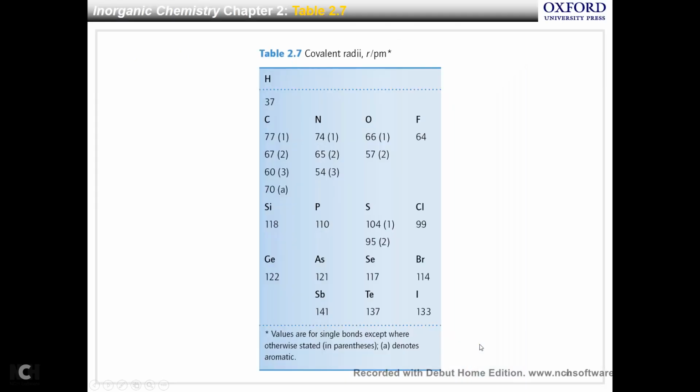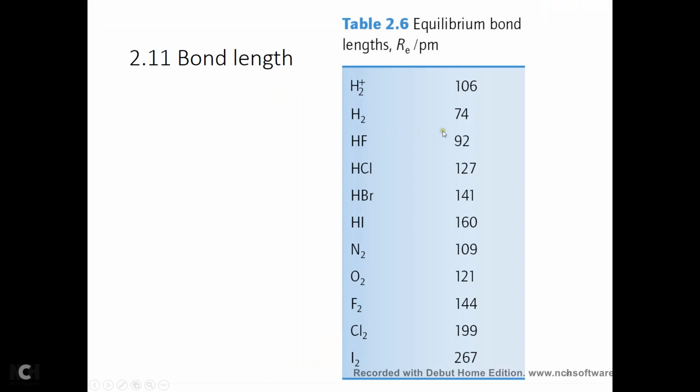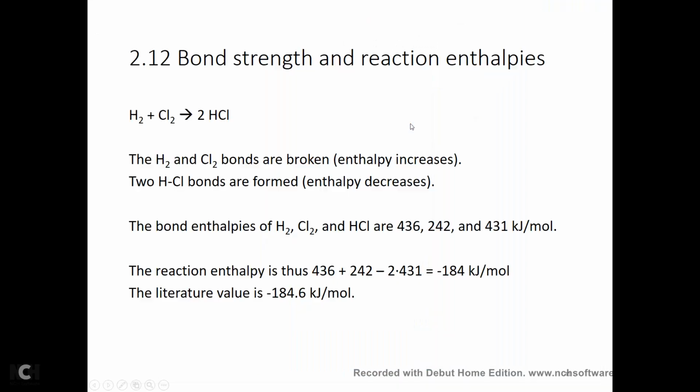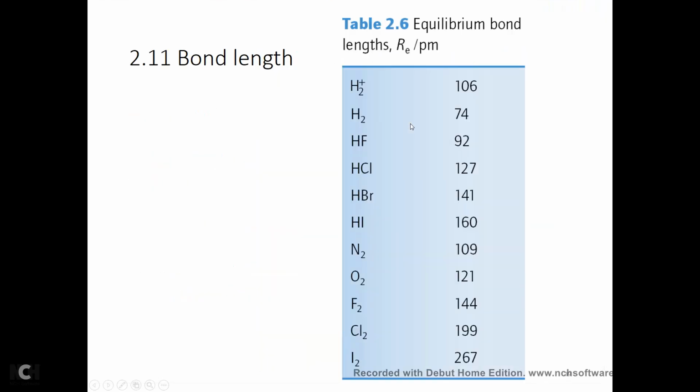And then let's look at the table of covalent atomic radius. Hydrogen has a 37 picometer atomic radius. This is because, look at this, 74. We divide this by 2, we get 37. That's hydrogen. How do we get fluorine? Same thing. We just need to look at fluorine 2. This divided by 2, you get 72 picometers.